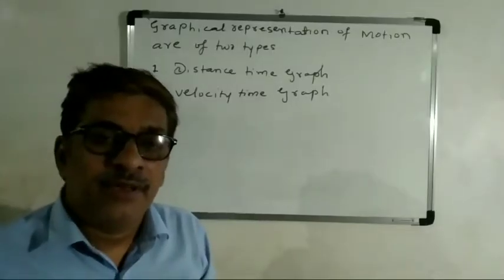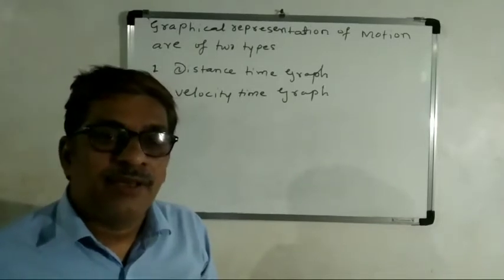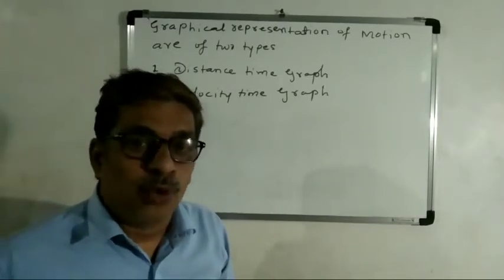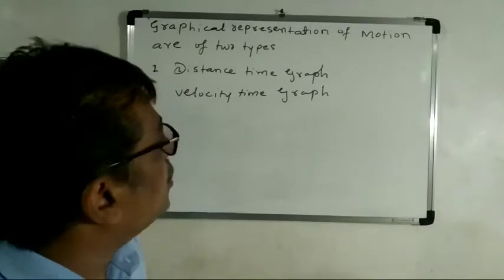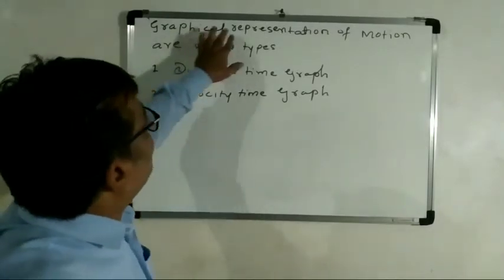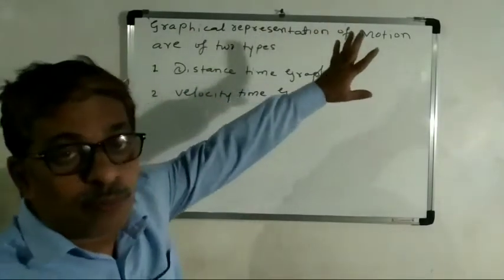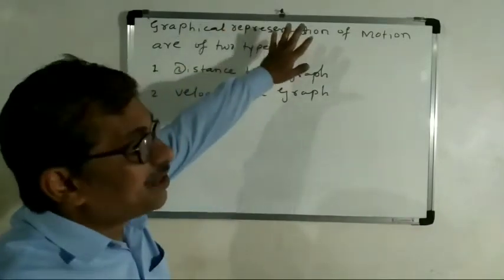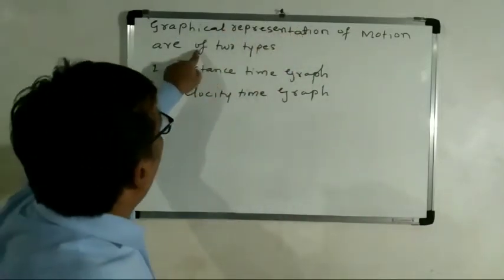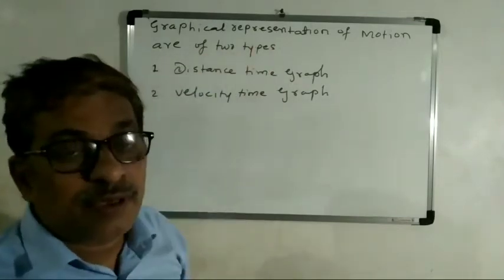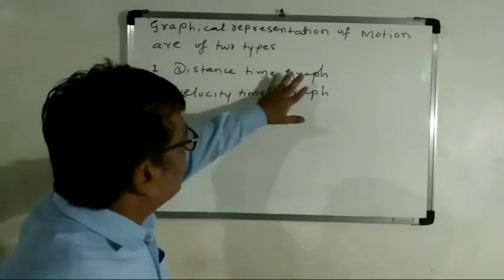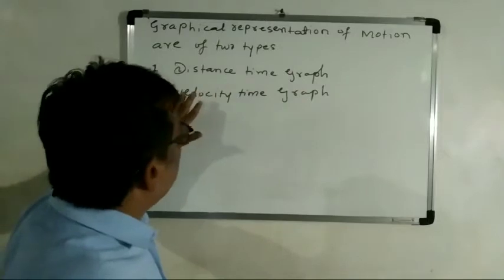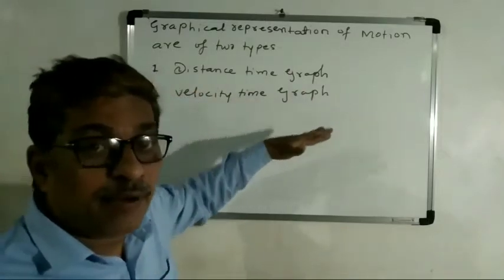Standard 9th, Subject Science, Chapter 8, Motion. Dear students, today we will discuss graphical representation of motion. In this, graphical representations are of two types: distance time graph, and second one, velocity time graph.